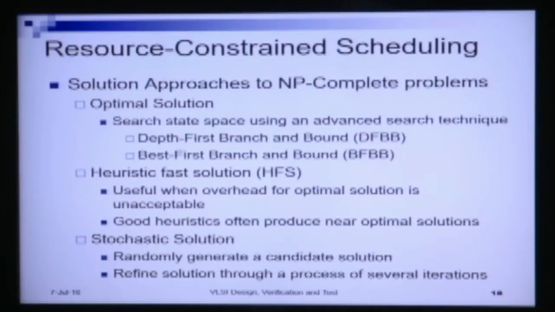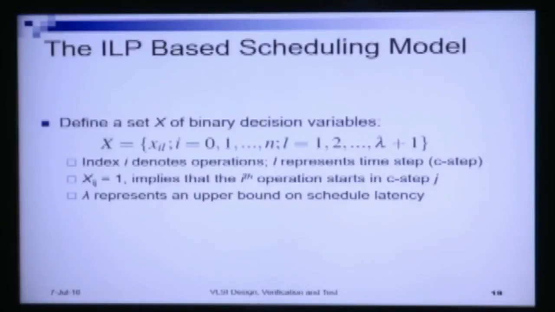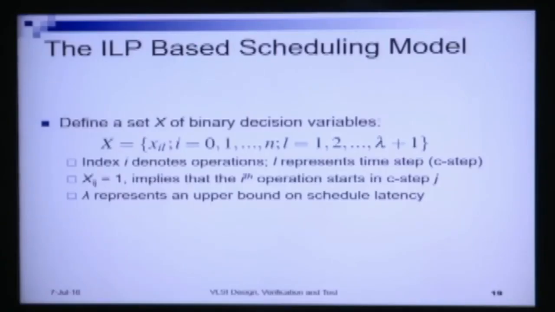So, before going into other algorithms, we will first try to characterize the problem by designing the ILP based problem formulation for the resource constraint scheduling problem. Now, the ILP based scheduling model starts by defining a set of binary decision variables. Here we have the binary decision variables x, and x equals x_il, where i goes from 0 to n and l goes from 1 up to lambda plus 1.